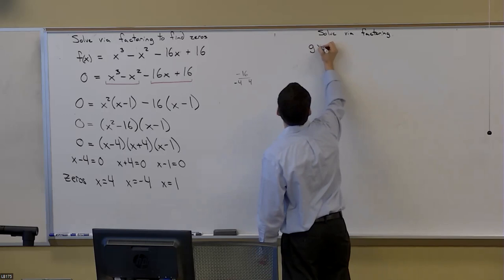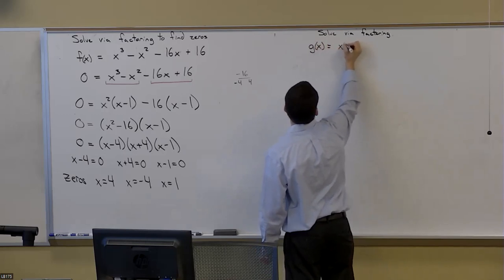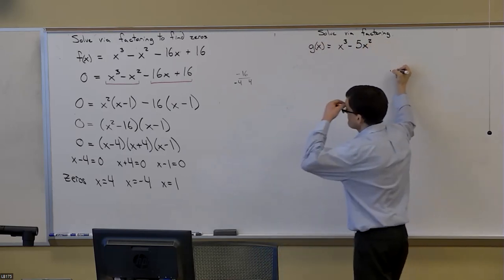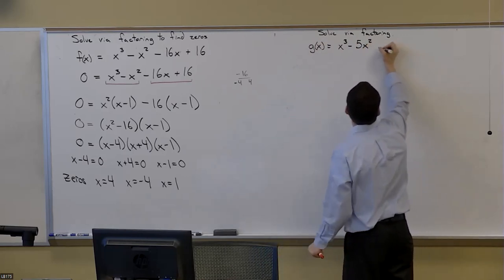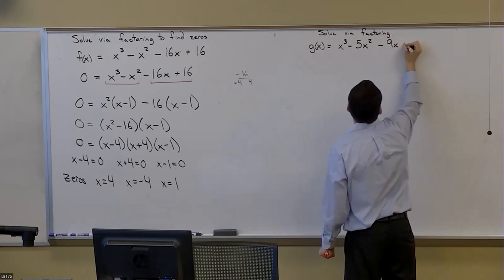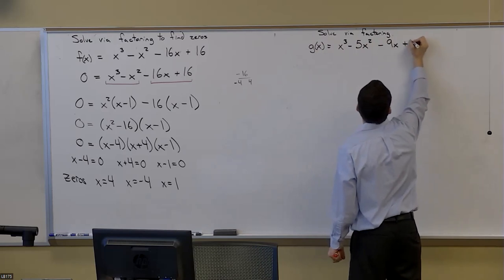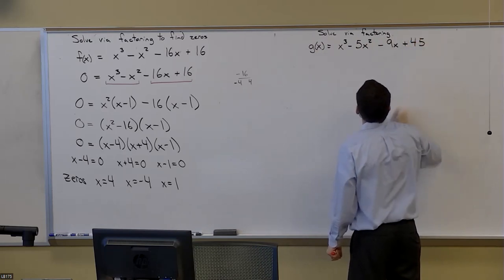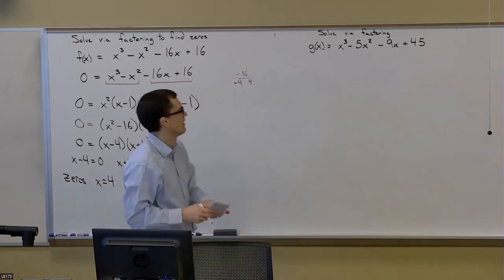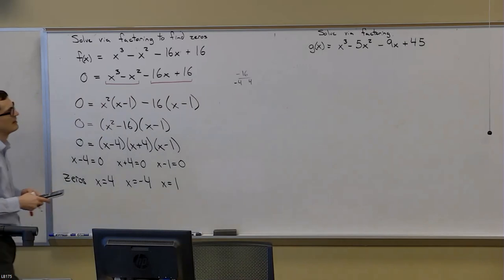So let's take g of x is equal to x to the third minus 5x squared minus 9x plus 45. I want you to try this one on your own.